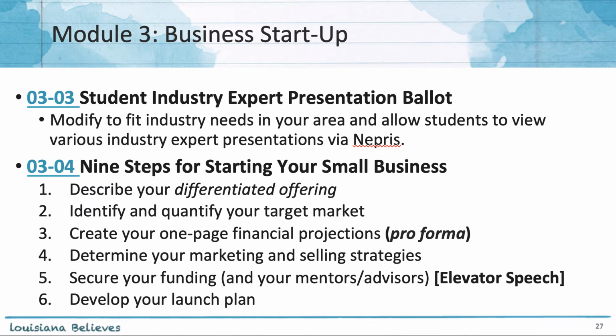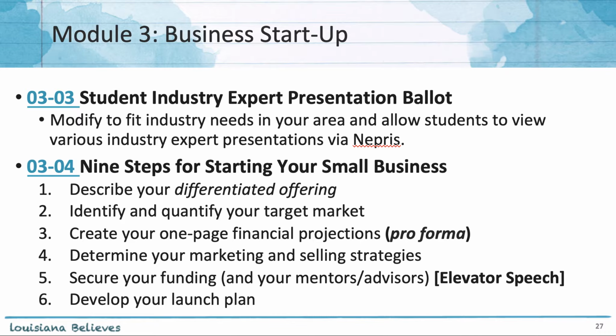So 0303 is the Student Industry Expert Presentation Ballot. If you're teaching this in an entrepreneurship class, it's a great opportunity for students to engage with business and industry individuals. These could be people you have come in and make presentations in your classroom, or you can use Nepris to select individuals to come in virtually and make presentations. Be sure to follow your school and district guidelines for having guests visit your classroom.